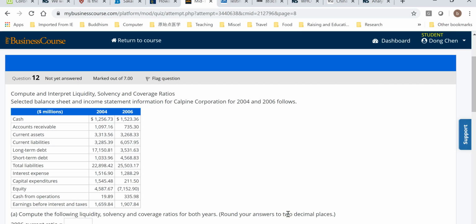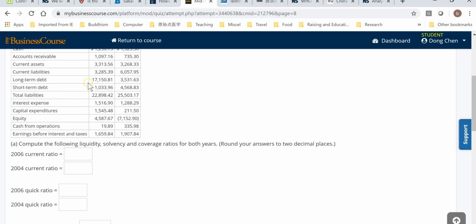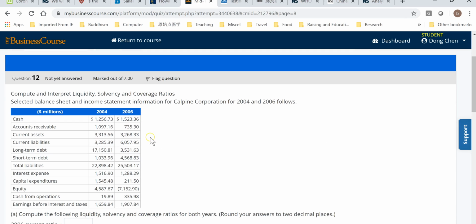This is question number 12 on the midterm exam. Compute and interpret liquidity, solvency, and coverage ratios. Selected balance sheet and income statement information for Campaign Corporation for 2004 and 2006 follows. We're provided with a bunch of numbers from both the balance sheet and income statement, but obviously they are not complete.